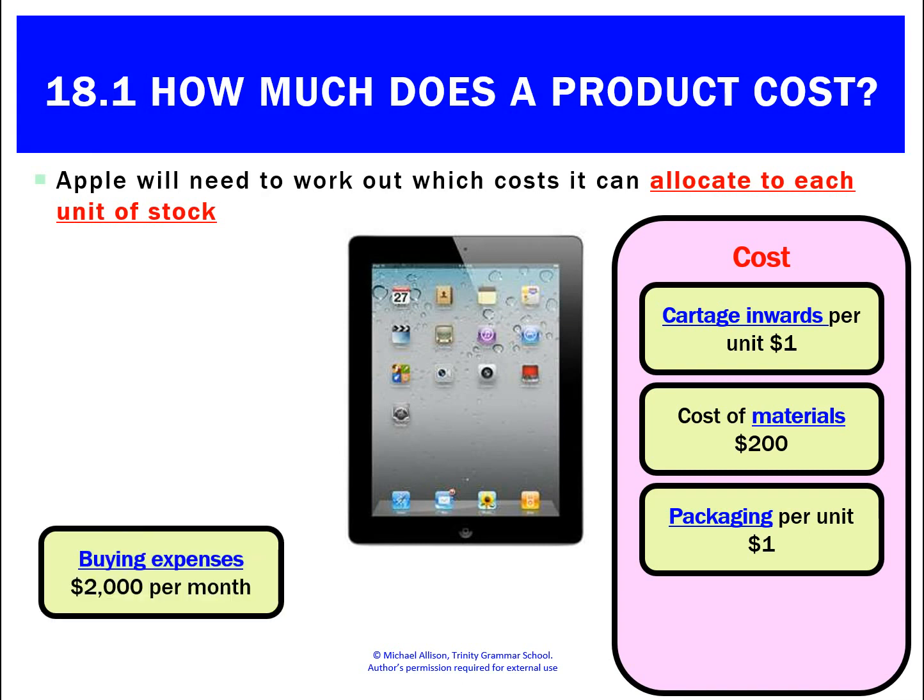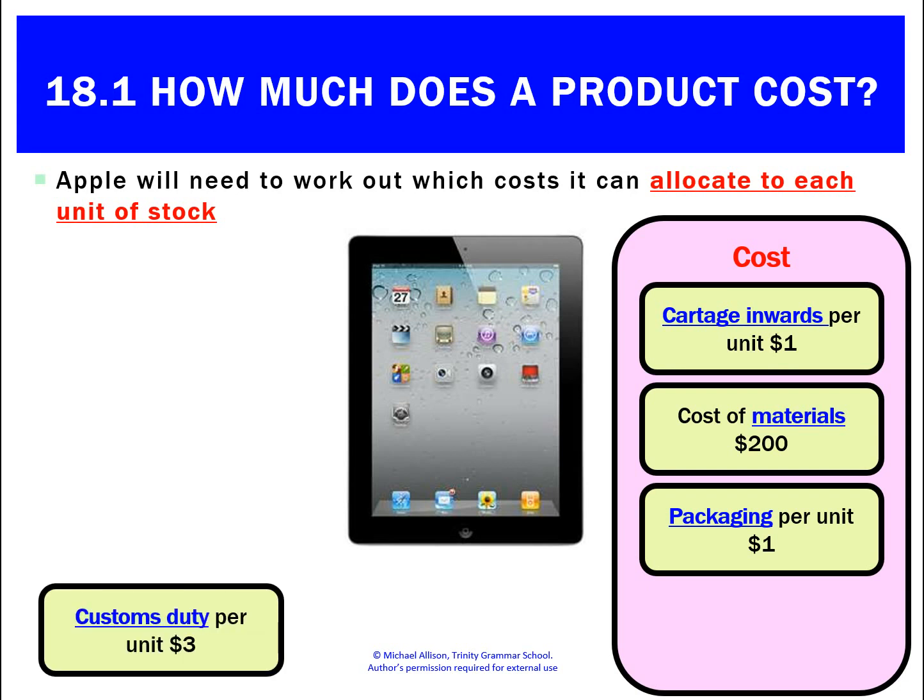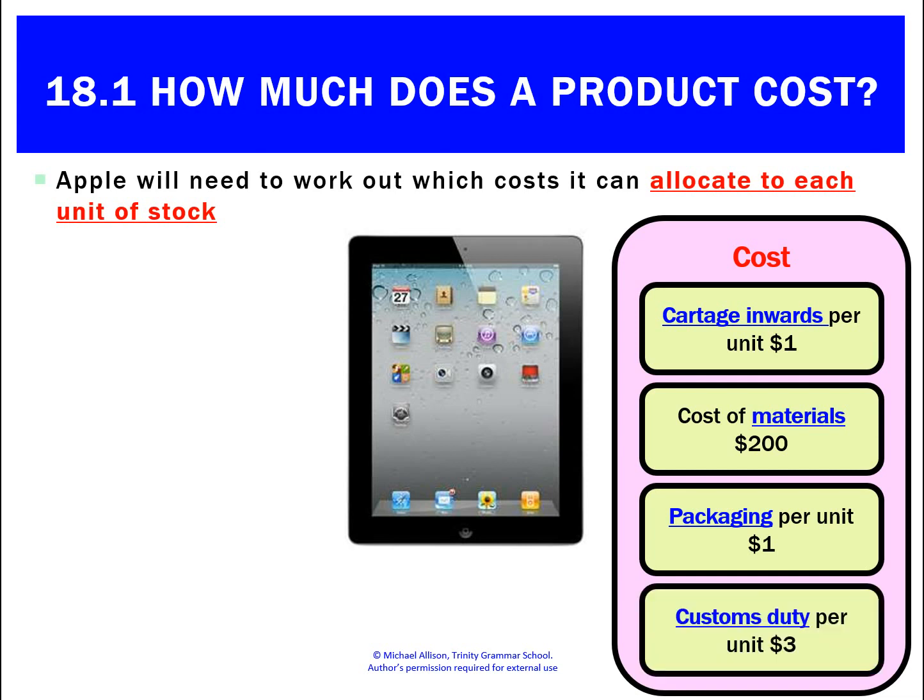I've got buying expenses of $2,000 per month. Is that part of the cost? Well, it kind of is. I need to incur those in order to make it, but I don't know how many iPads this is for. How many do I make in a month? So I can't allocate that to each iPad, so I'll leave that out. So what I'll end up with is the customs duty of $3. I'm going to put that in. That seems to be $3 per unit, so that can go in there.